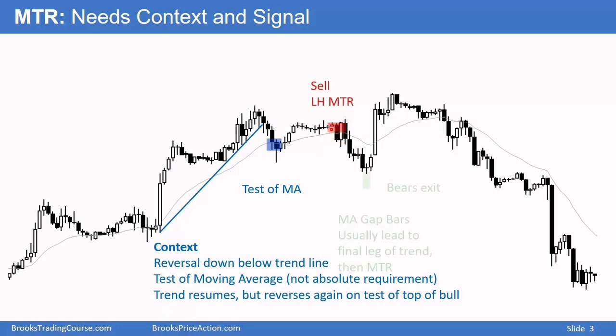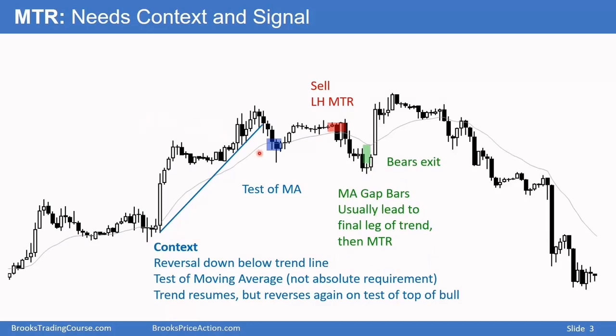Traders will sell the lower high major trend reversal. And now we have a high 2 bull flag, leg 1 pullback, leg 2 after a wedge top. We're probably going to try to get trend resumption. And we have moving average gap bars. Usually the first time you get bars below the moving average in a bull trend, the bull trend will resume. So traders will look to buy a reversal up from these gap bars. The bears who sold here will get out here, and bulls will look to buy as well, expecting at least one more leg up.